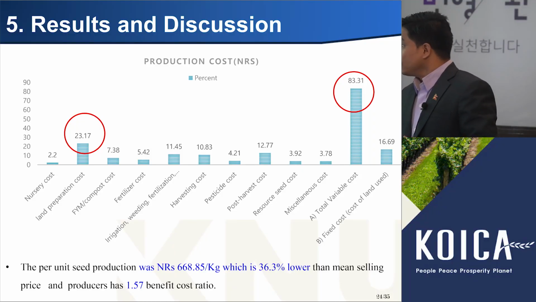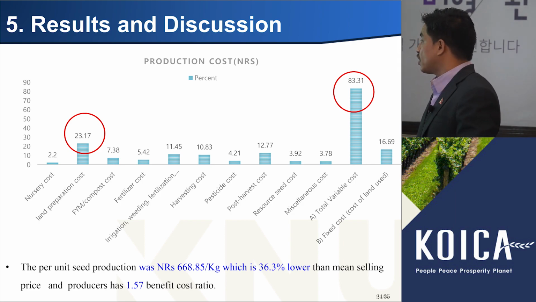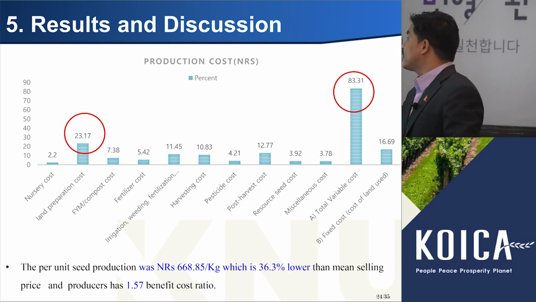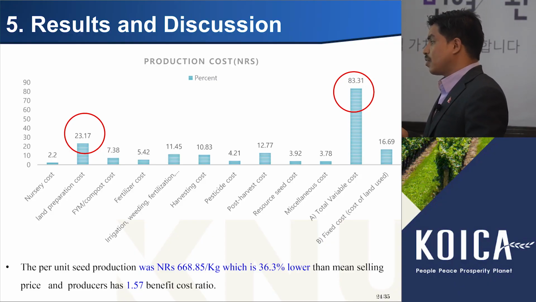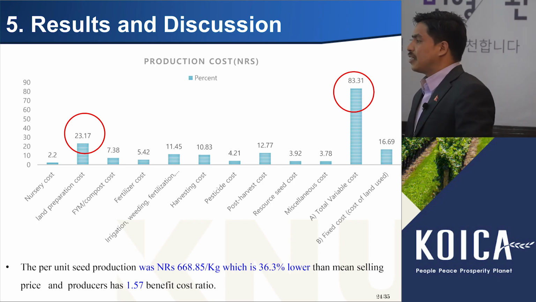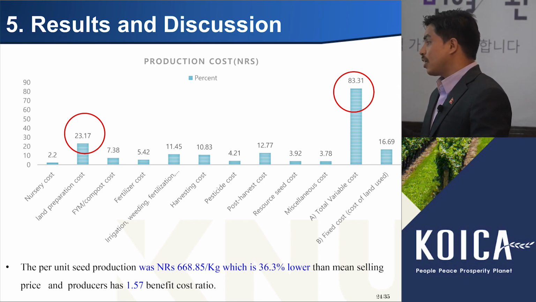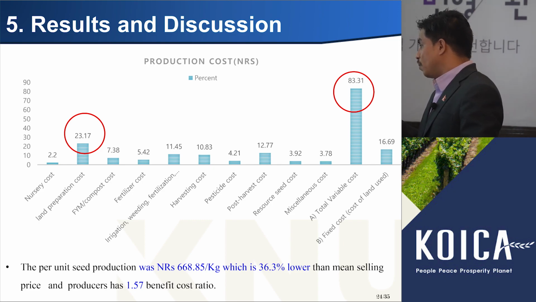The production cost: here we can see the highest production cost is involved in land preparation, at 23.17%, and the total variable cost covers 83.31% of the total cost. The per unit seed production cost was 668.85 per kilogram, which is 36.3% lower than the mean selling price, and the producer has a 1.57 benefit cost ratio. That means the producers also benefit, but farmers are getting profit and not satisfied. So we can find that there is some problem.